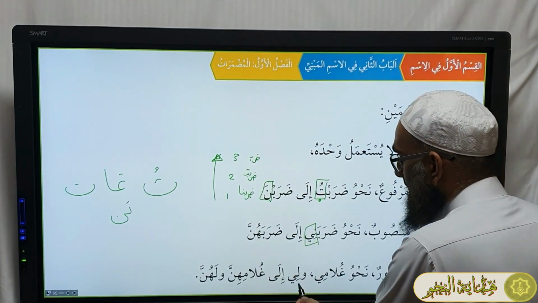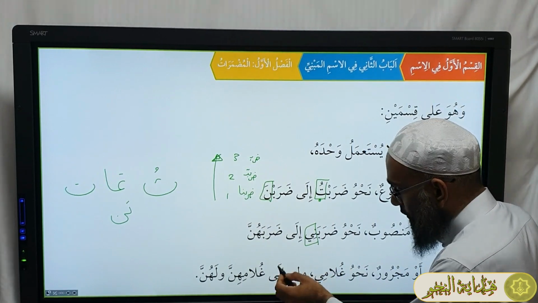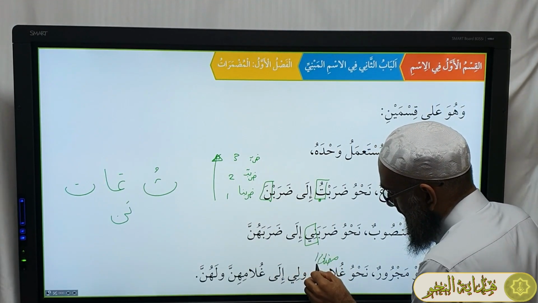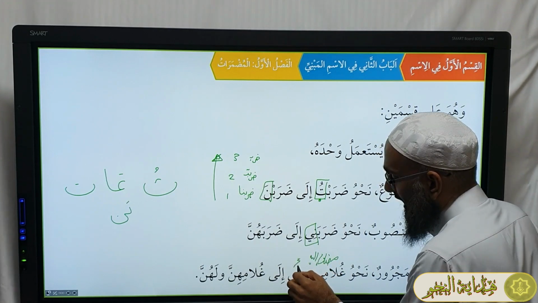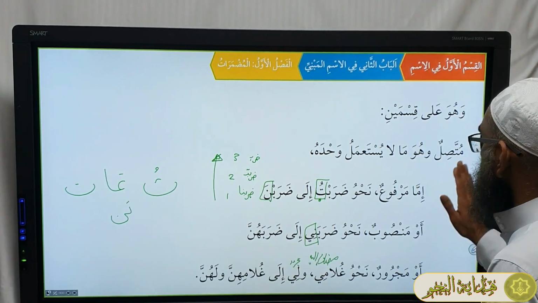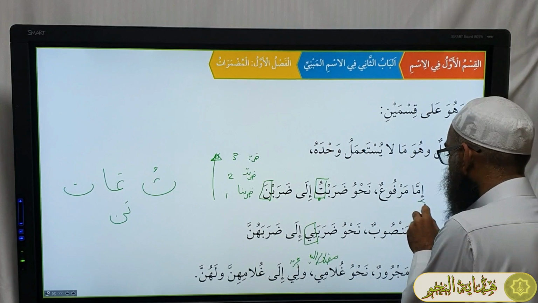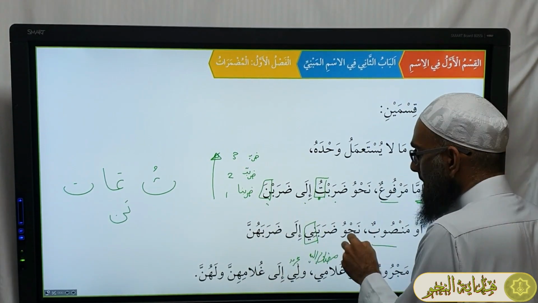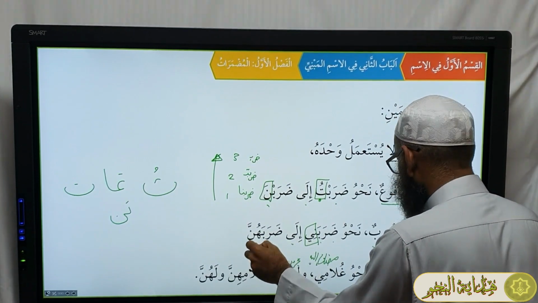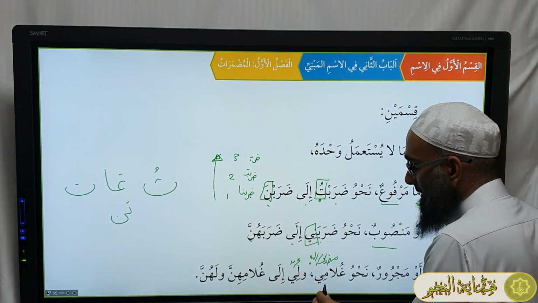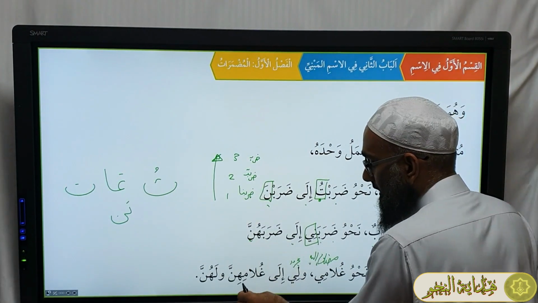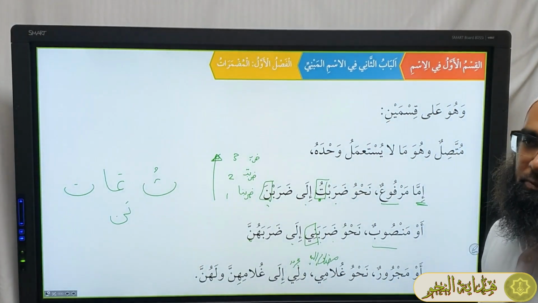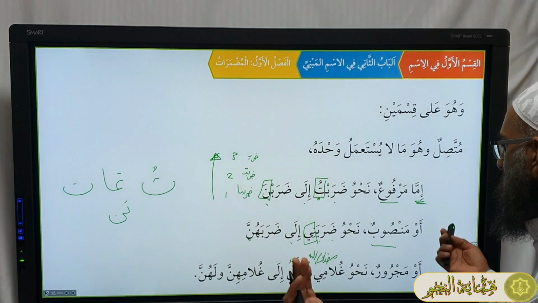Similarly, the zamir mansub: hu, huma, hum, ha, huma, hunna, ni. Al-majrur, like ghulami. This is the majrur. He's given two examples, because one is mudaf ilayh and one is the majrur after a harf jar. So it's either marfu, like darabtu to darabna, or mansub, like darabani until darabahunna, or majrur, like ghulami and li until ghulamihinna and lahunna. Yes? So this is something quite simple, as in the earlier books as well.